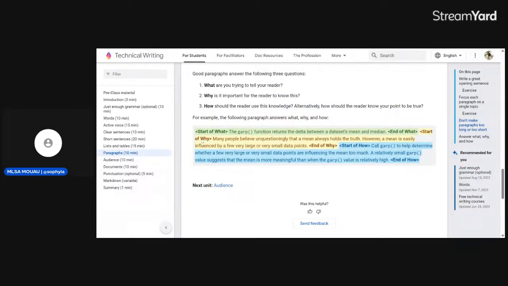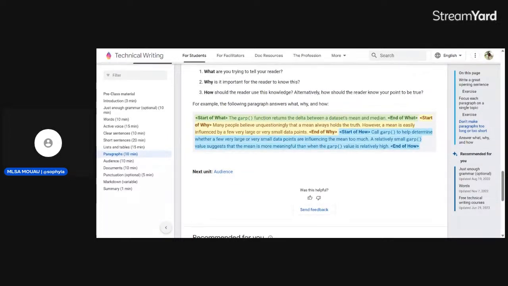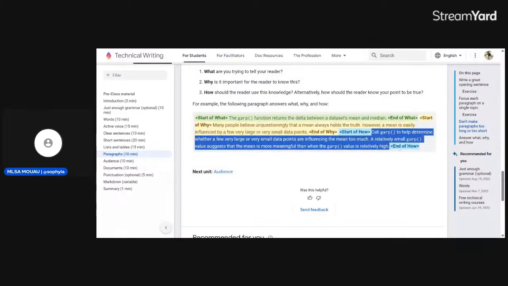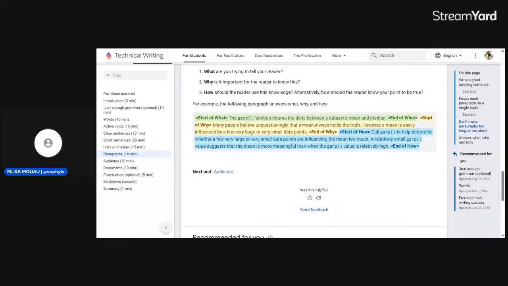So this is an example of a good paragraph that can be used for an opening sentence or an opening introduction in your article. What it does is it answers what the article is trying to tell the reader, why the reader should read it, and how the reader can use this information or this knowledge.